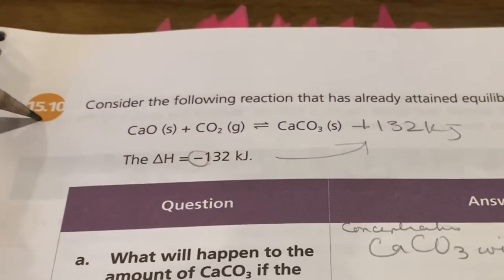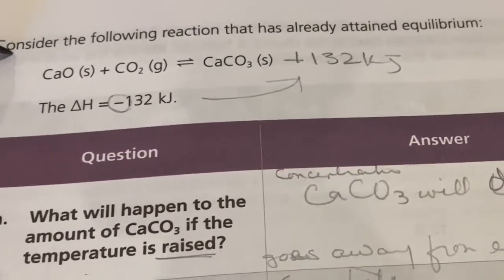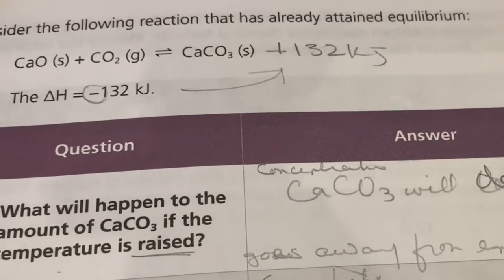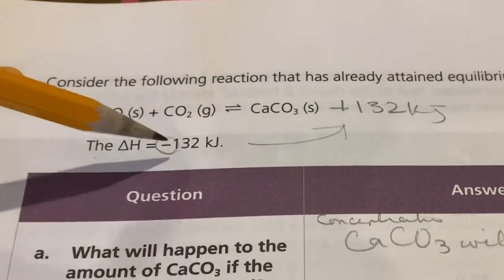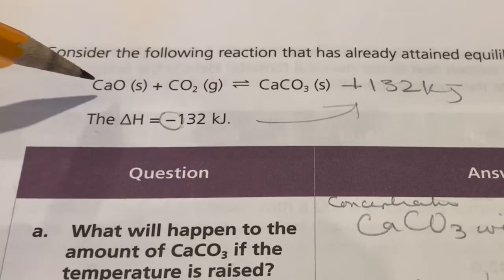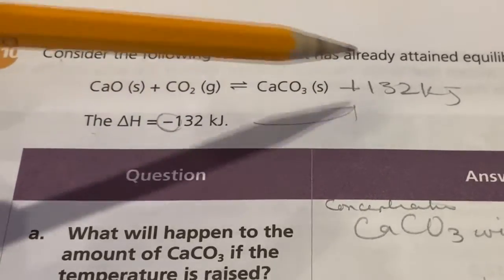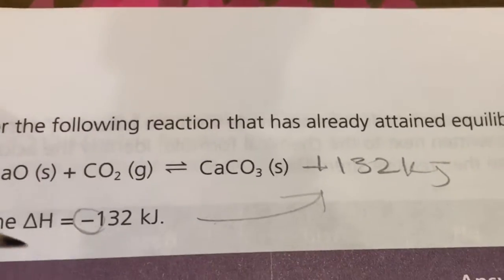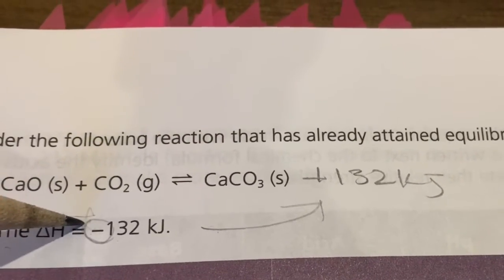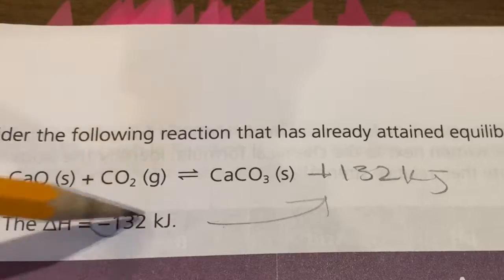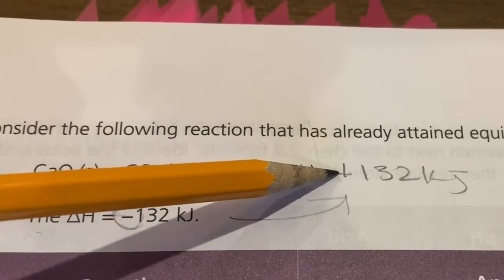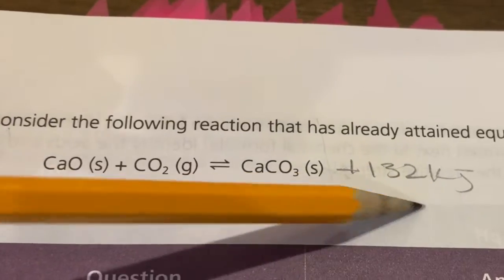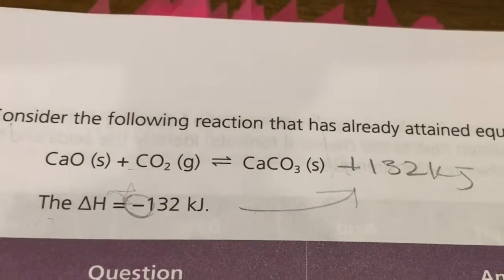Okay, number 15.10. Consider the following reaction that has already attained equilibrium. We have a delta H here that's a negative 132. So we've got to plug this into our system so we can do our problem. And because it is a negative, we know that this is exothermic, and it goes on the product side. So we go ahead and put it on the product side, and we want to physically do that so we can keep track of what's happening.